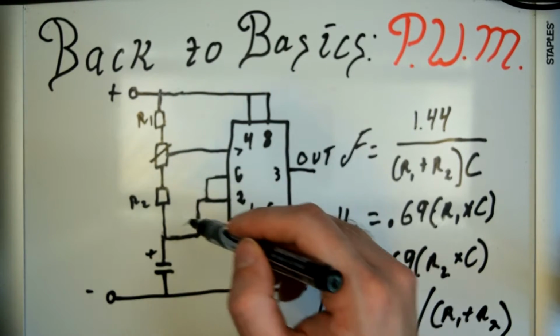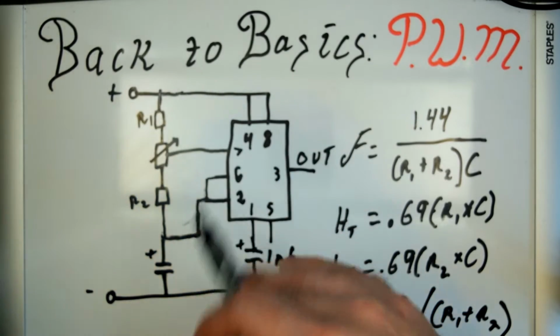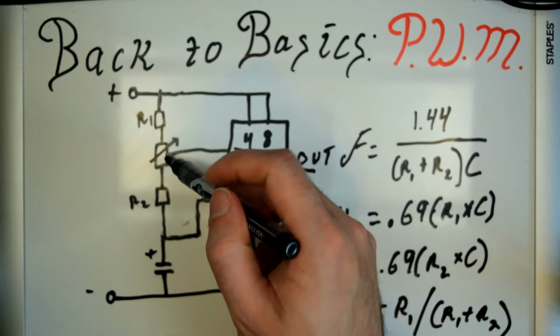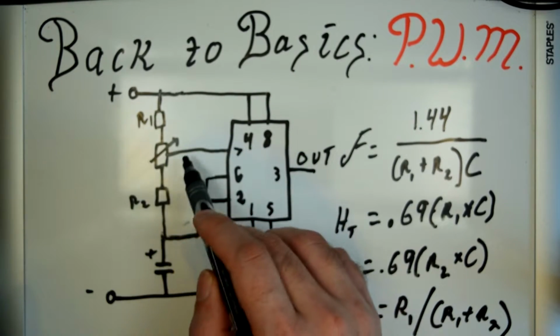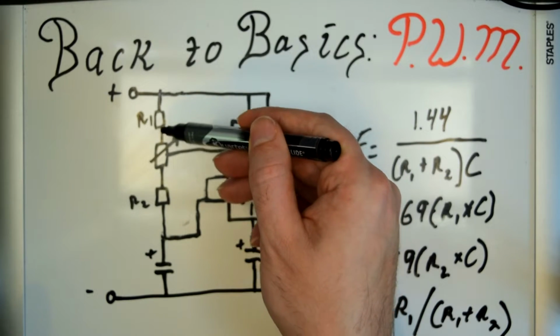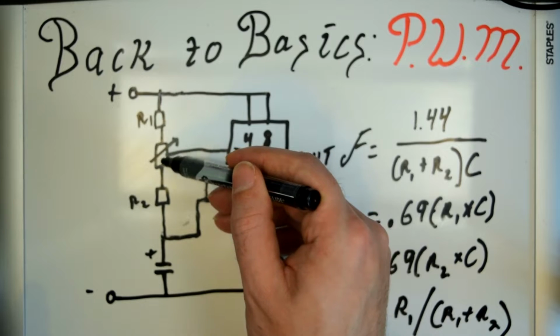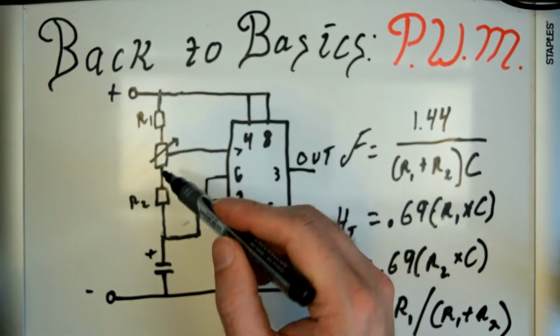You can also eliminate the potentiometer, but we want to adjust the duty cycle, and that's what we're doing with this potentiometer. The way you figure out the math for this one is half of the potentiometer plus this resistor is R1, and half of the potentiometer plus R2, this resistor, is R2.